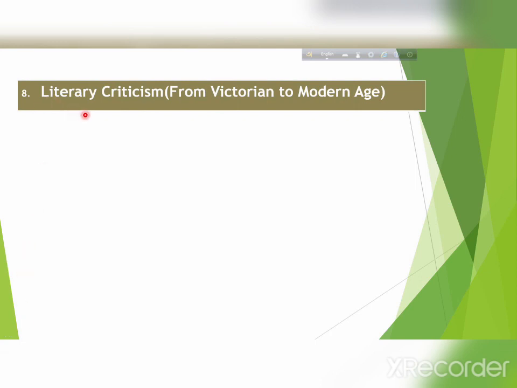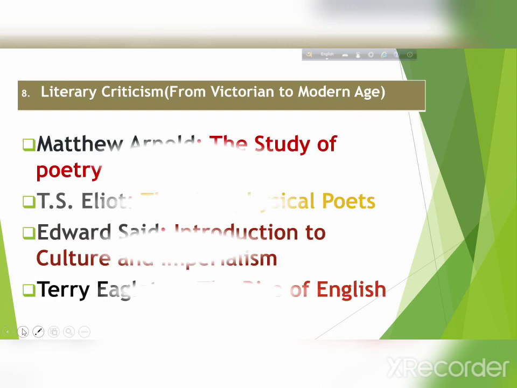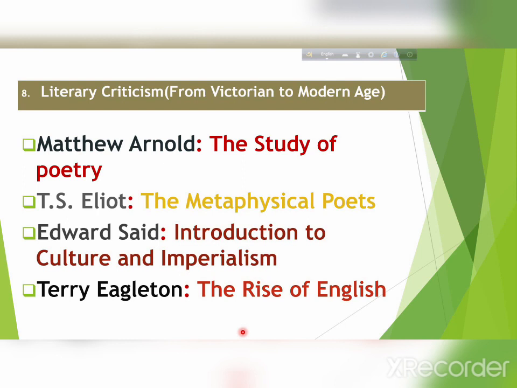Number 8, course Literary Criticism from Victorian to Modern Age. In this course, there is the study of poetry by Matthew Arnold. Next, the metaphysical poets by T.S. Eliot. Third one is Introduction to Culture and Imperialism written by Edward Said. And last one is The Rise of English by Terry Eagleton, who was a British literary theorist, critic and public intellectual. Actually, this course is the last part of the course that you studied in your third year.